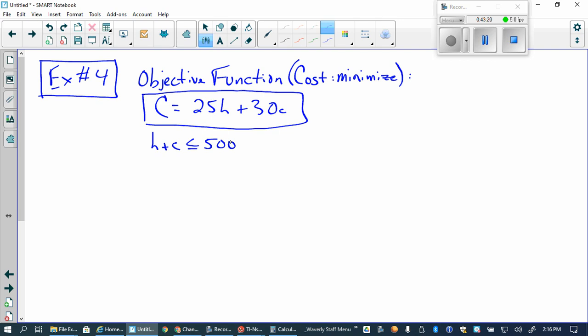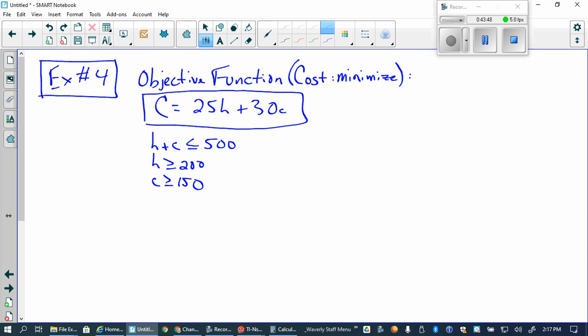What was the next constraint? Is there a minimum number of hots that they should make? 200. So that would be H greater than or equal to 200. And what's the other one? 150. Okay, so let's get our constraints plotted. You with me now?